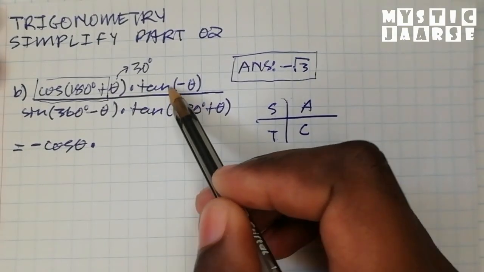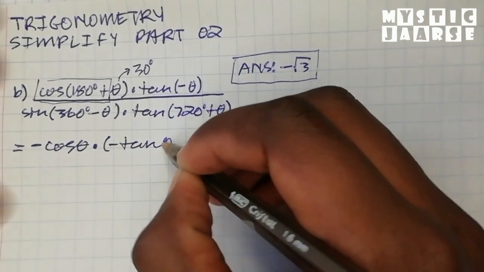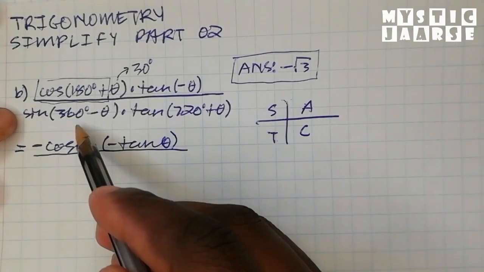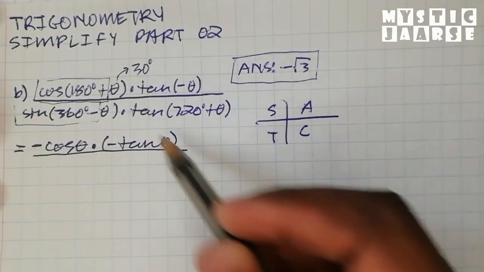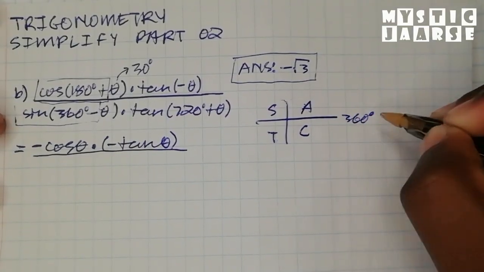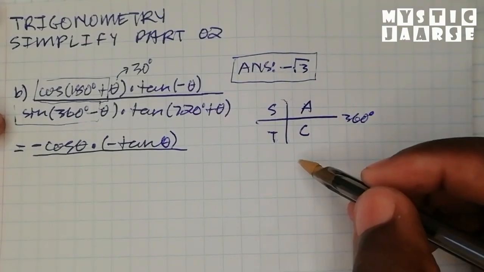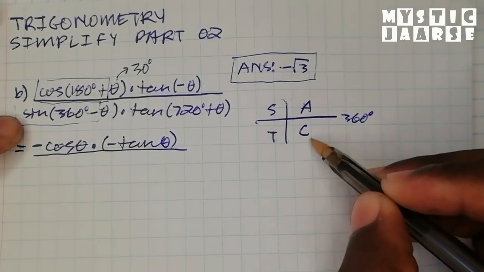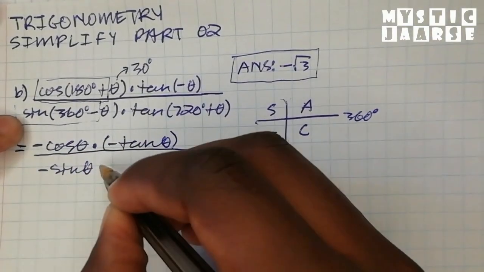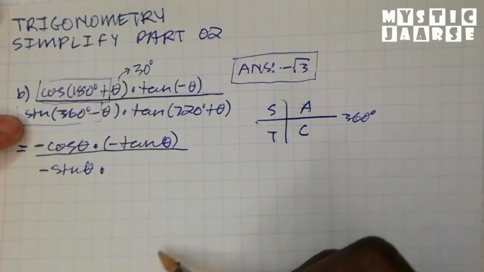Yes, tan is affected by a negative angle, so we'll be having negative tan theta divided by, we have sine of 360 degrees minus. Now this is 360, right? And then we are going below it, so we are on the fourth quadrant, and sine is negative, so we will be having negative sine theta multiplied by, now 720 is a huge angle.